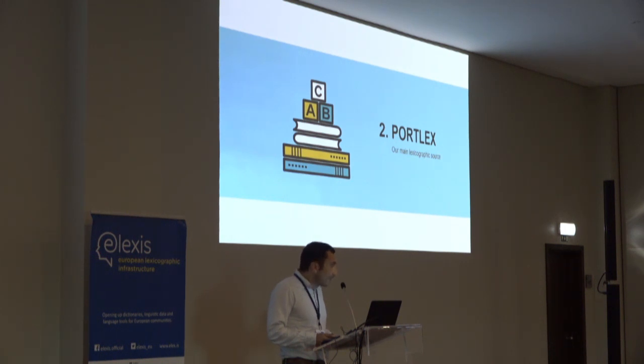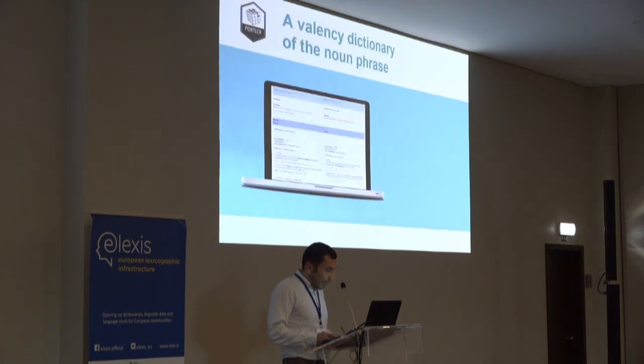Let me talk to you about the PORTUGAL dictionary, which is the main lexicographic source for this project. PORTUGAL is an online valency dictionary of the noun phrase with application in language production, as other valency dictionaries. It compiles multilingual data in five languages: German, Galician, Spanish, Italian, and French. The main features of this dictionary are: it's a valency dictionary, it's online and semi-collaborative, it's cross-lingual, and it's modular. Let's now explain a little what these features consist of.